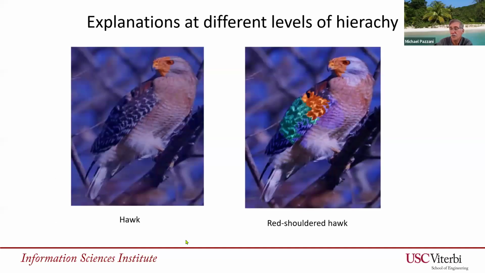Now, you can use your standard explainable AI, LIME or GradCam or something. When we ask it, why is this a hawk, it focuses on one feature, the bill. If we ask why it's a red-shouldered hawk and not a red-tailed hawk, it's focusing in on both the bill and the wing, or the shoulder in this case, I guess, the shoulder of the wing.